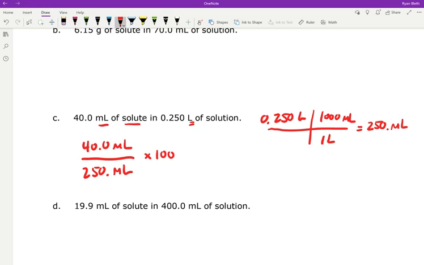We could have converted those milliliters into liters, and we would have had liters over liters, and we'd have had the same answer, it would be fine. But in this case, I went ahead with milliliters and milliliters just to stay consistent. And if I calculate that, I'll have a concentration of 16%.